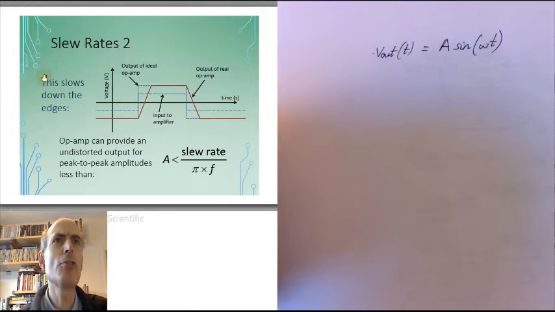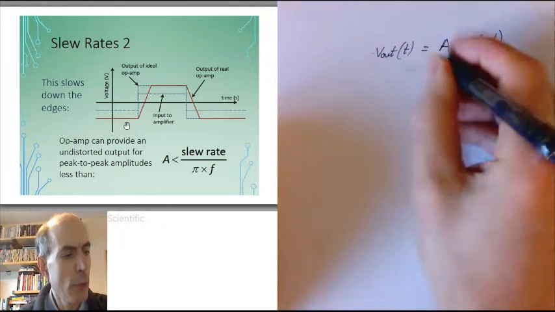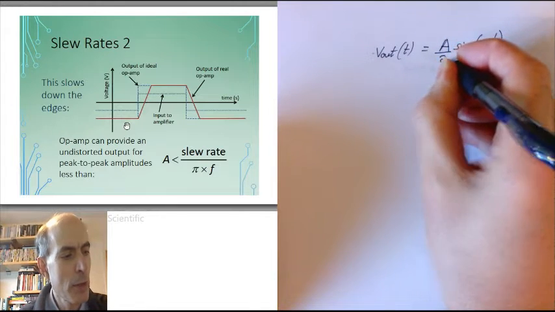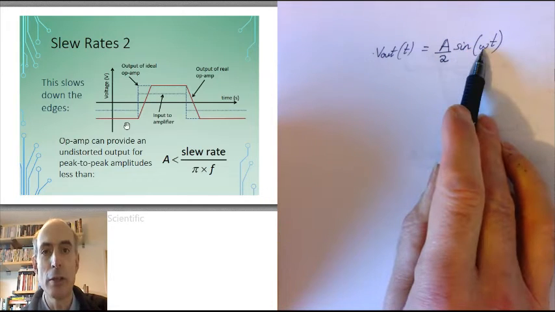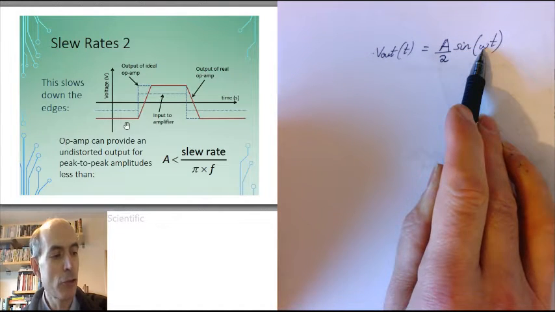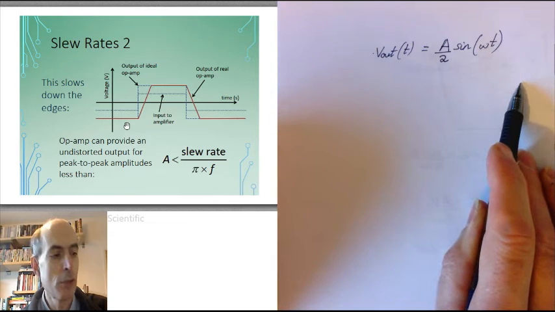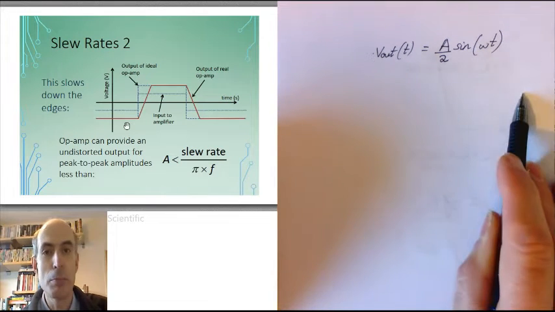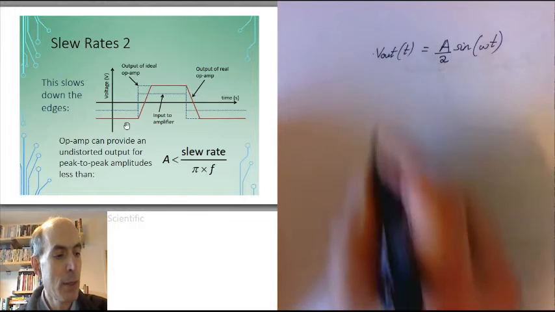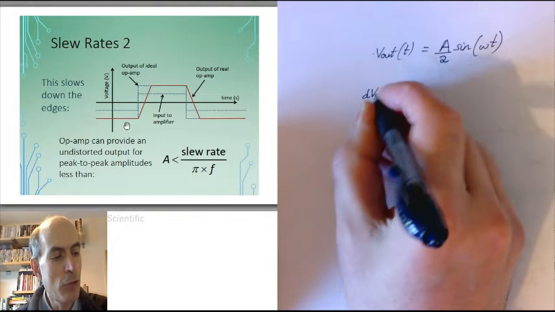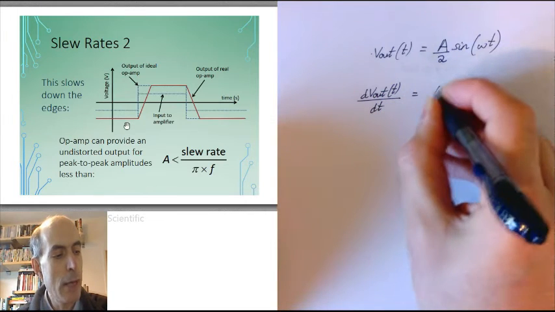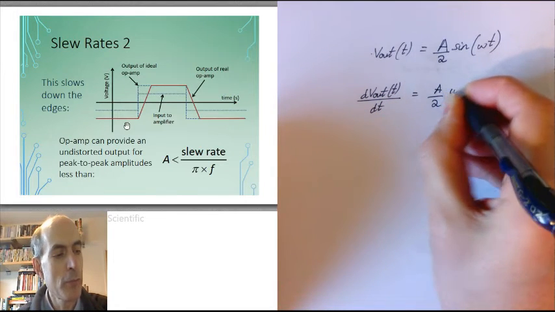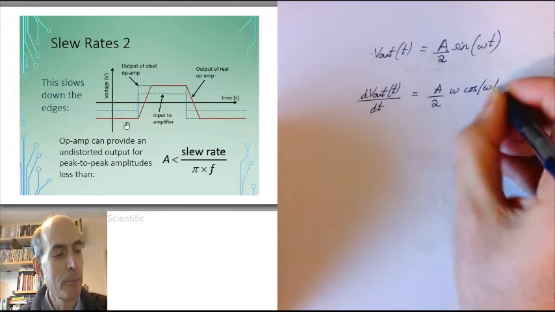In fact, in the slide I've defined A as being a peak-to-peak amplitude, so let's use the same terminology here and say that my voltage at my output is A over 2 times sine omega t, which is a variation from minus A over 2 to plus A over 2, so has a peak-to-peak value of A. Then, the rate of change of the output is just going to be A over 2 times omega cosine omega t.